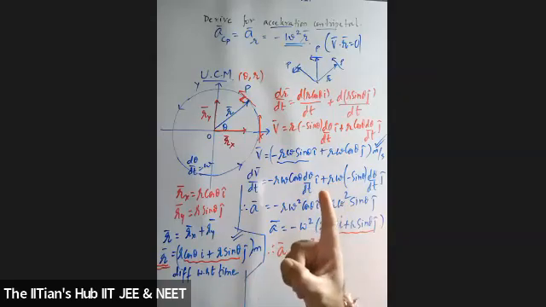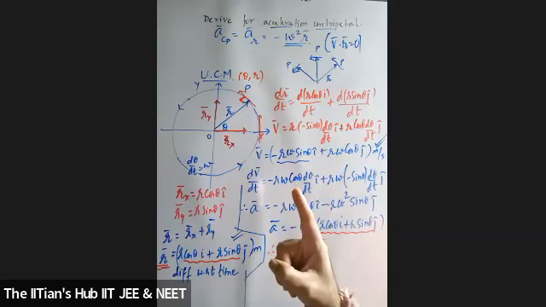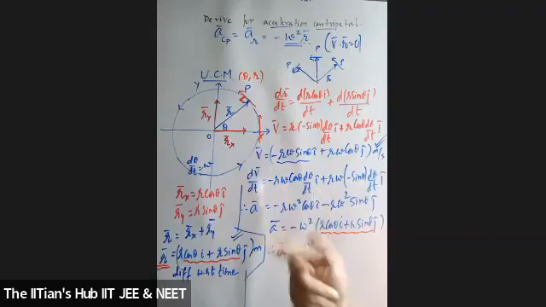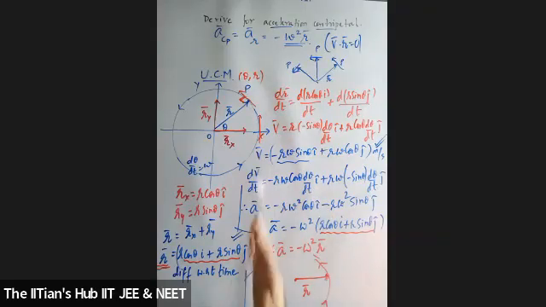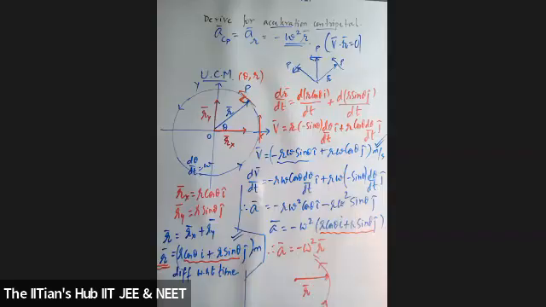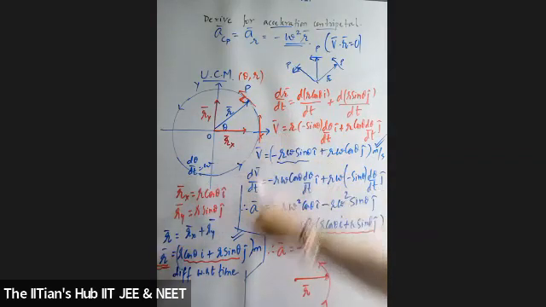i dot i is 1. j dot j is 1. k dot k is 1. i dot j is 0. j dot k is 0, and k dot i is also 0. Agreed? Yes. Now, since it is circular motion, students, can I prove v dot r?